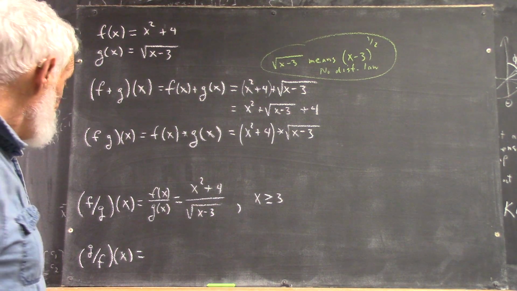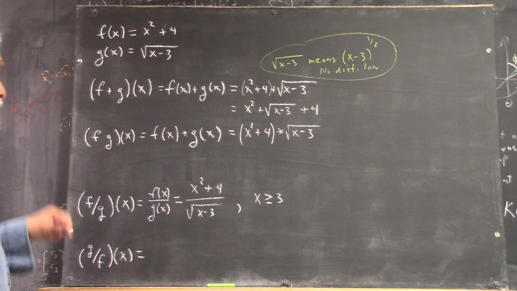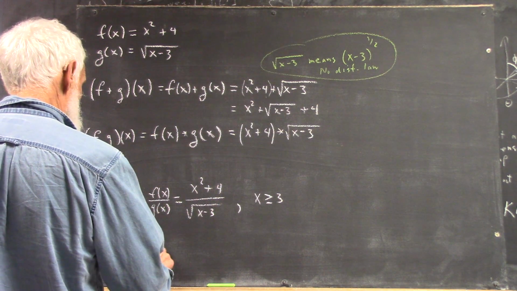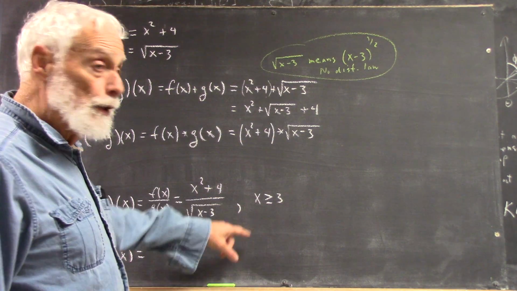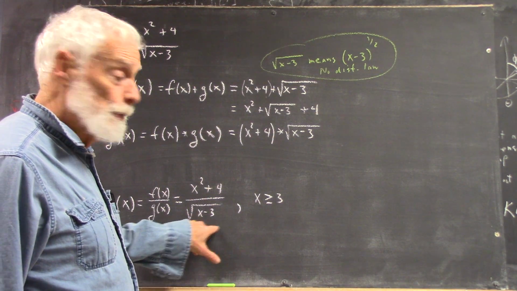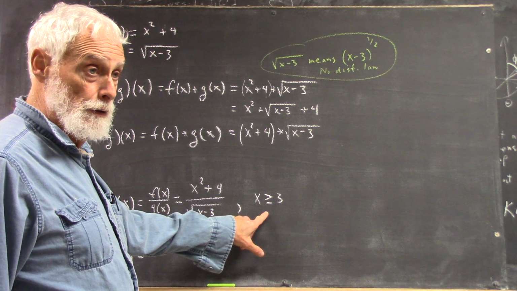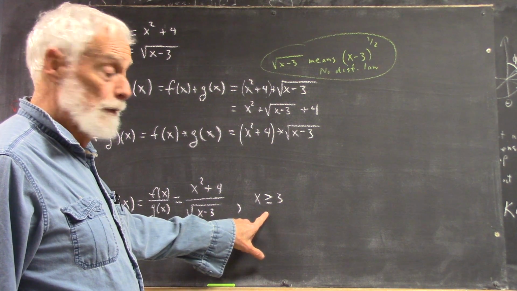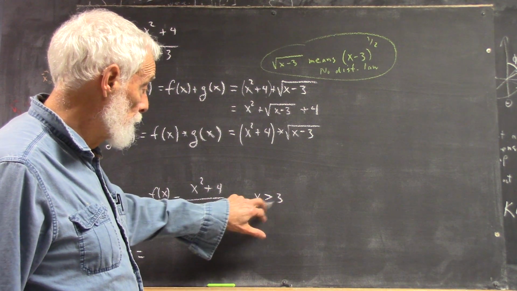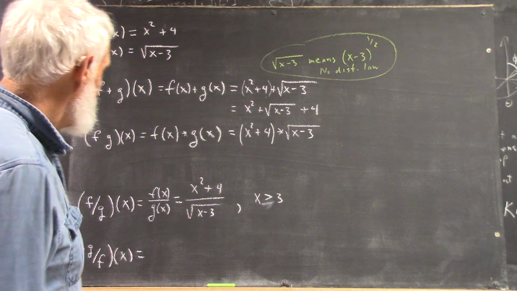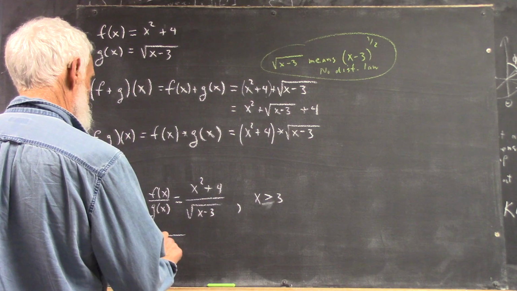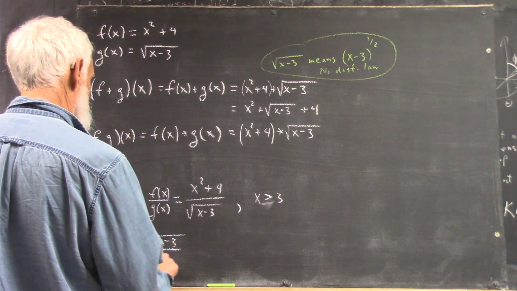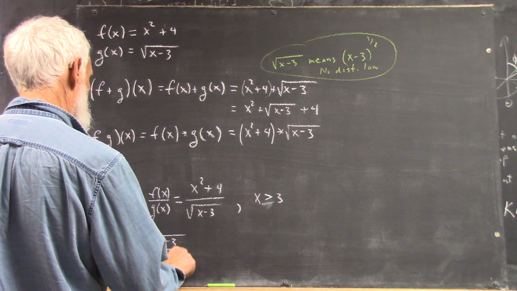Okay? Okay, then g over f, that would be, I was careless. I said greater than or equal to 3 because of the square root, but it can't be equal to 3. Why not? It would make the denominator 0. You can't have 0 in the denominator, so get rid of that equal. Okay? And down here you have the square root of x minus 3 over x squared plus 4.